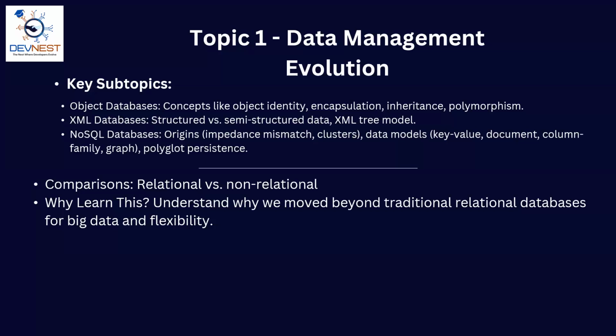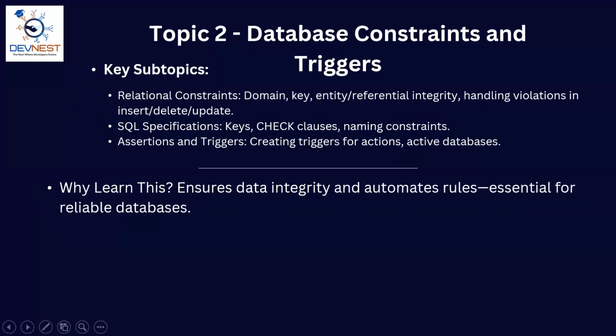Okay, topic 2 of this module is databases, database constraints and triggers. So a constraint makes sure our data follows rules. For example, making sure a student's ID is unique, or that an order must have a valid product ID.